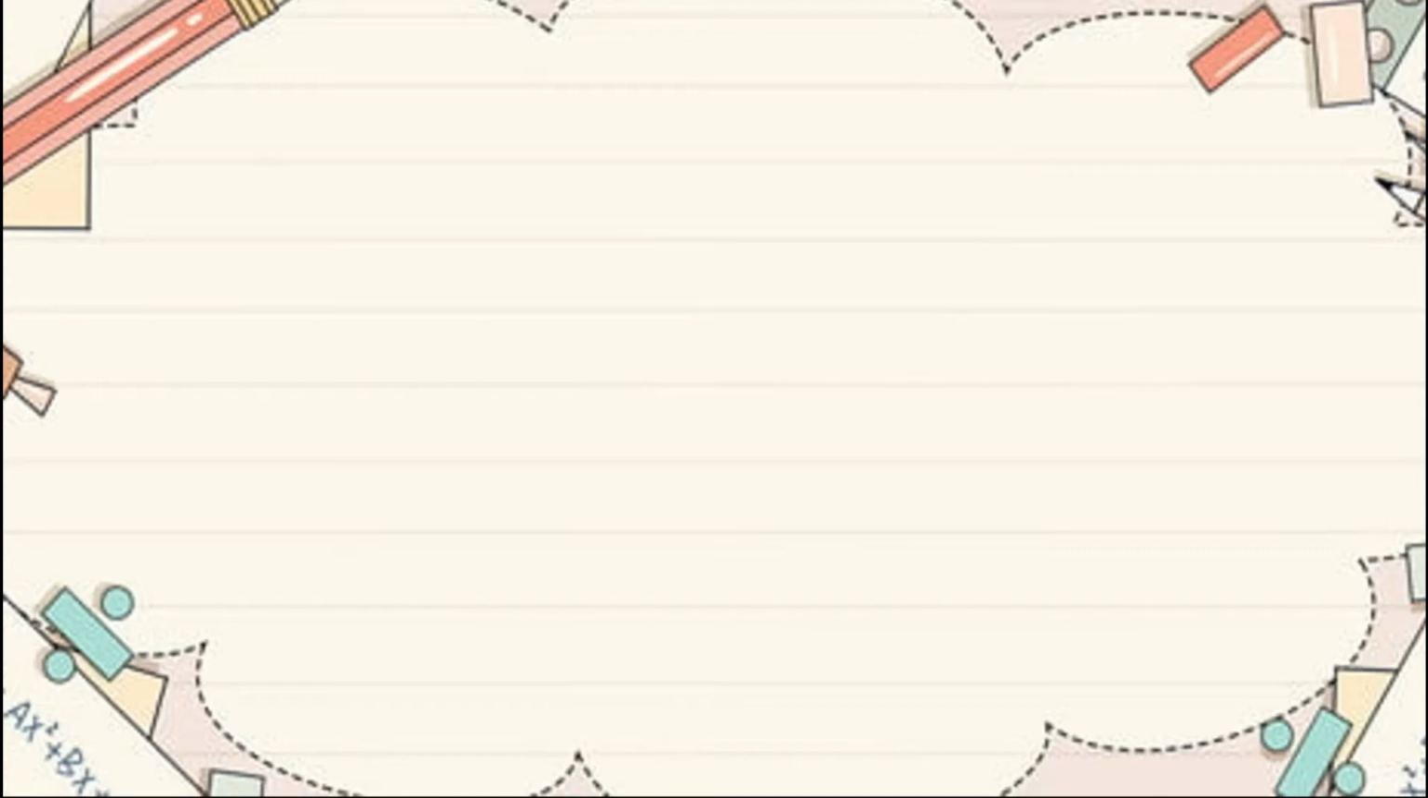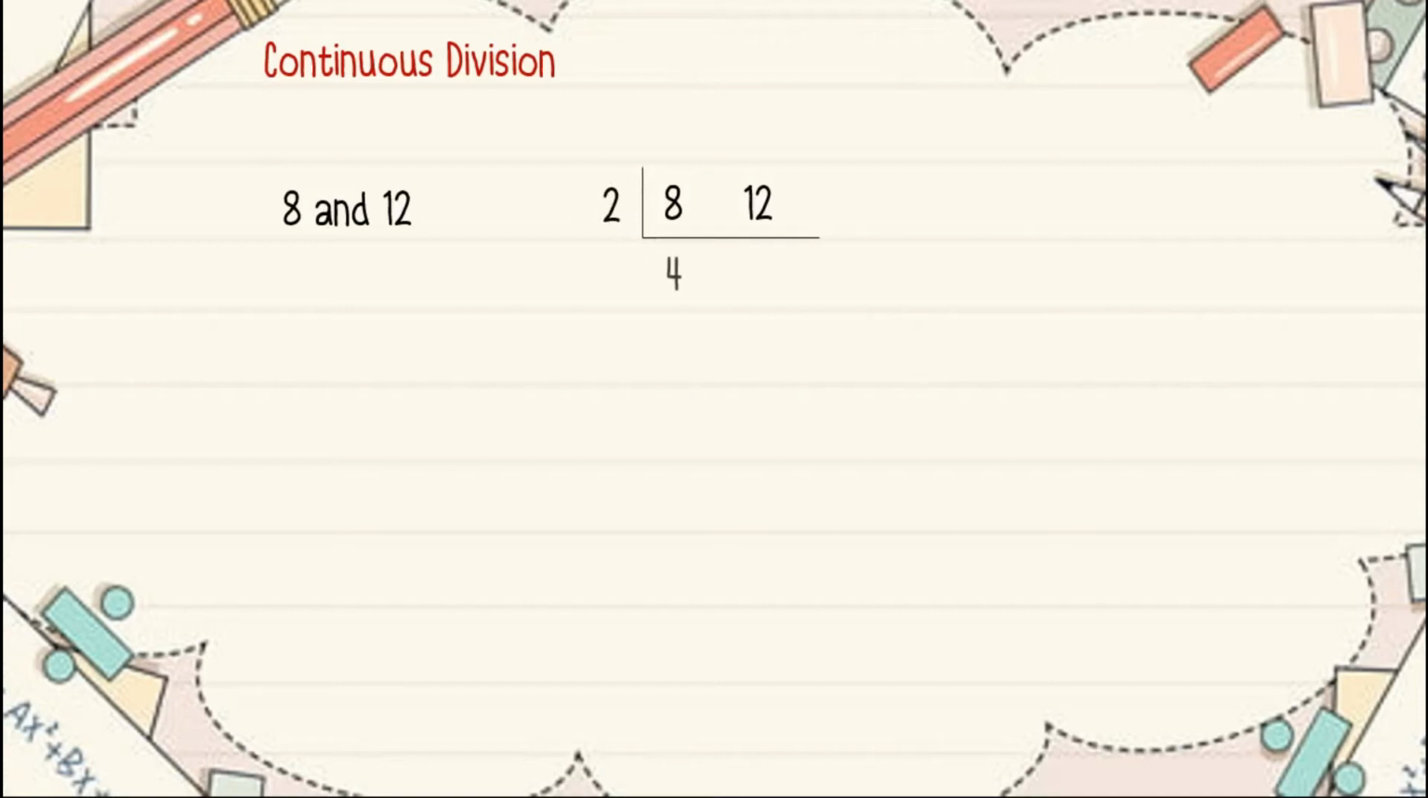Now, let's have the last method, which is the continuous division. So how do we do this method? So let's divide them by 2. 8 divided by 2 is equal to 4. And 12 divided by 2 is 6. You can notice that we can divide both 4 and 6 by, very good, by 2. So 4 divided by 2 is 2, and 6 divided by 2 is 3.